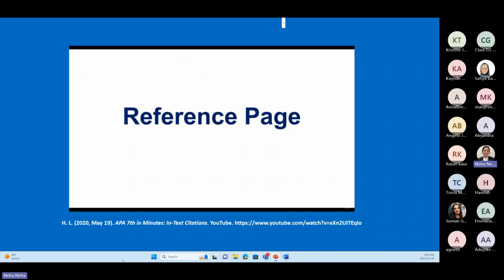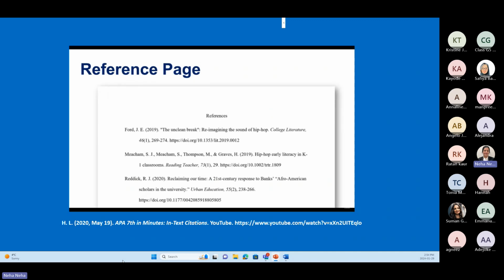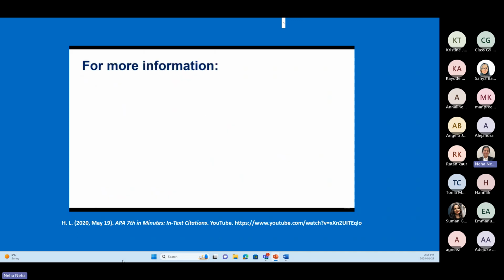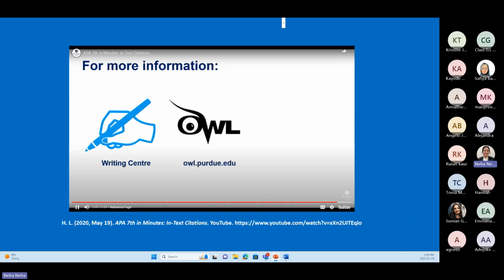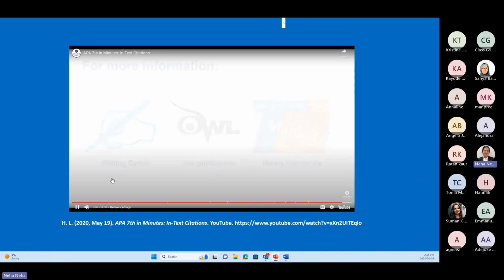Your reference list will be on its own page at the end of your paper and will contain the full citation information. Make sure to put your citations in alphabetical order. Don't forget to double space and indent after the first line. For more information and support with APA, book an appointment with the Writing Centre, consult the OWL at Purdue, or refer to the APA resources available at Humber Libraries.